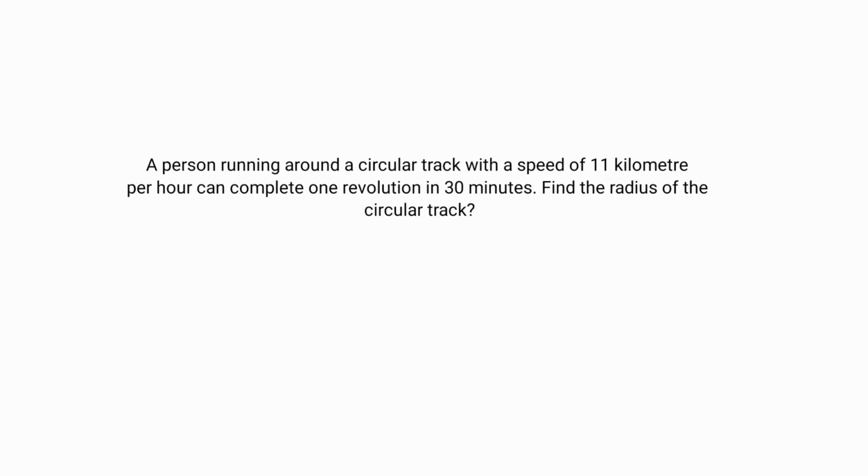A person running around a circular track with a speed of 11 km per hour can complete one revolution in 30 minutes. Find the radius of the circular track. Here it is said that a person is running around a circular track. He will complete 11 kilometers in 1 hour. And it is said that he will be completing one revolution in 30 minutes.